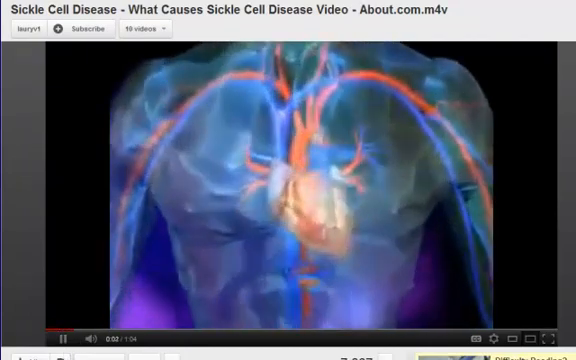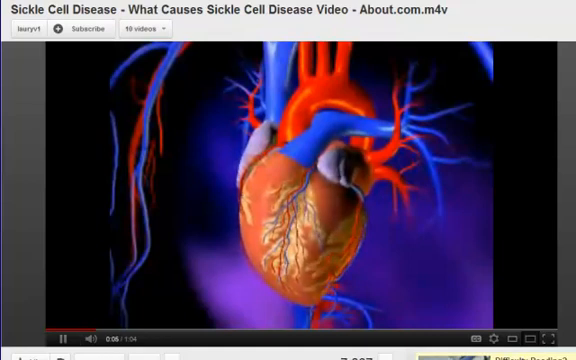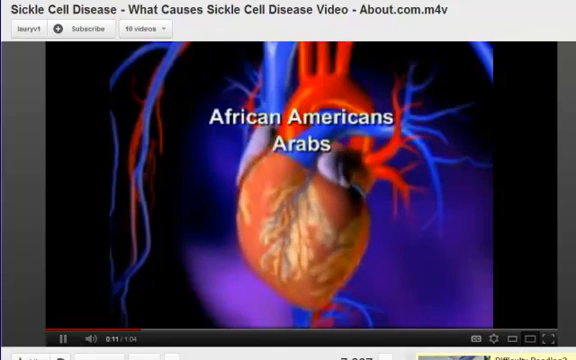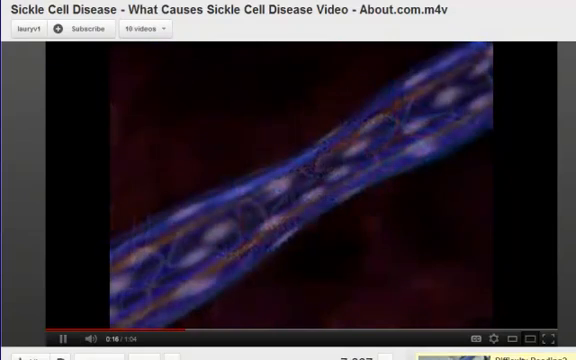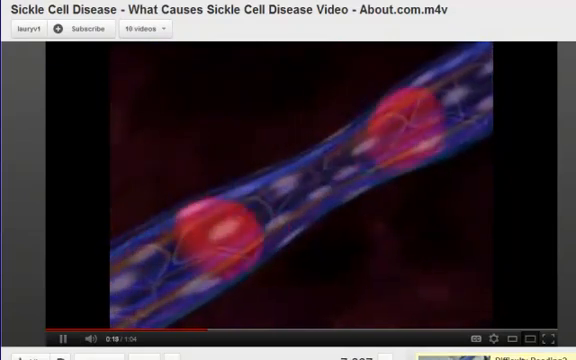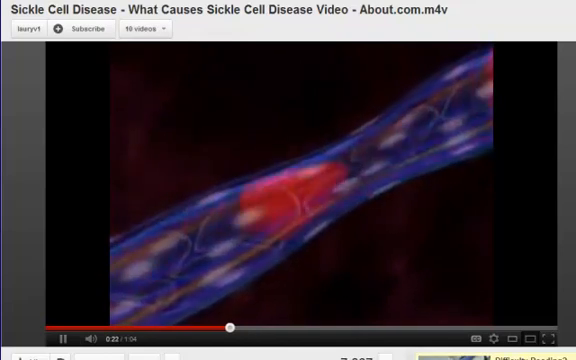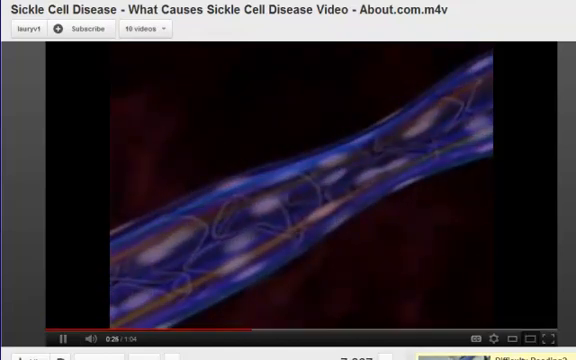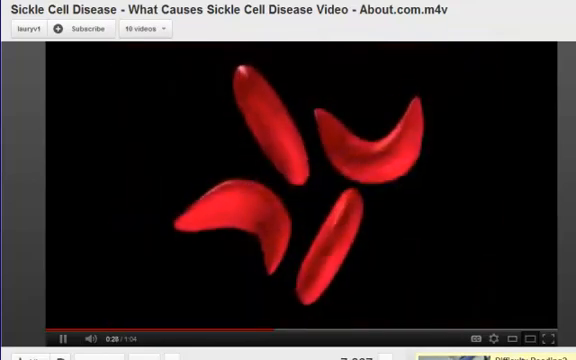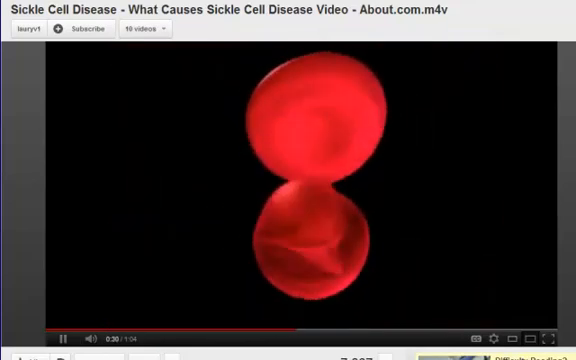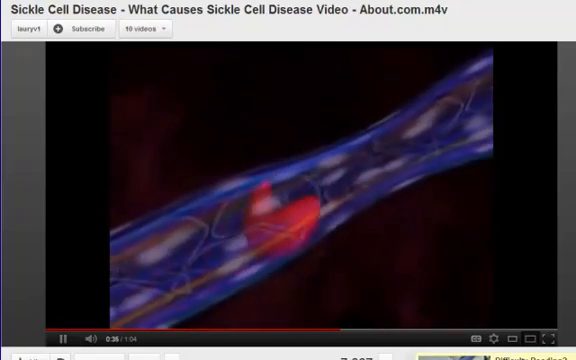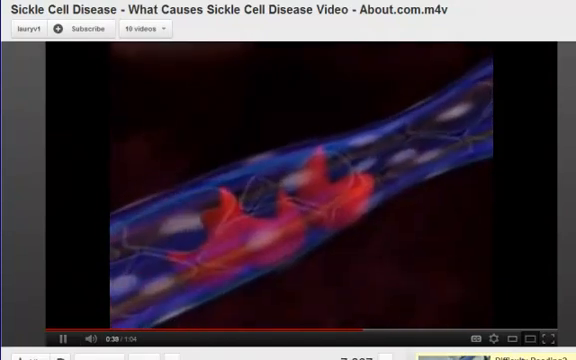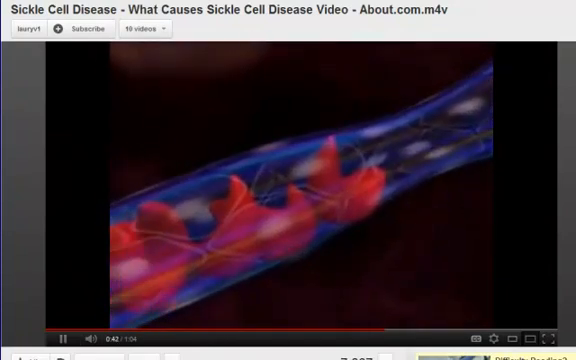Sickle cell disease is a blood disorder that is inherited from both parents. This disorder is more common in certain ethnic groups, such as African Americans, Arabs, Greeks, Italians, Latin, and Native Americans. Normal red blood cells are very flexible and are circular in shape, resembling a donut. Their flexibility and shape allow them to travel freely through small blood vessels called capillaries. In persons with sickle cell disease, the red blood cells become crescent or sickle-shaped and also become inflexible. The abnormal cells stick inside the capillaries, blocking blood flow to vital organs.